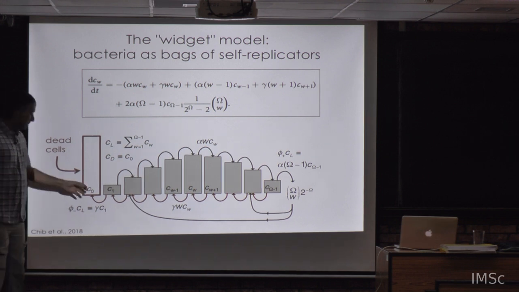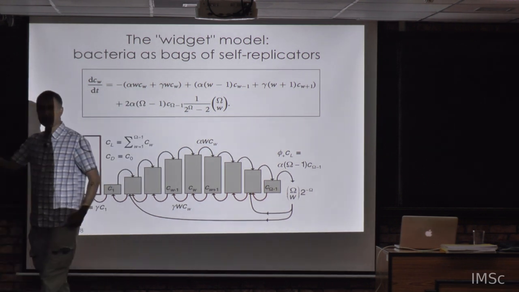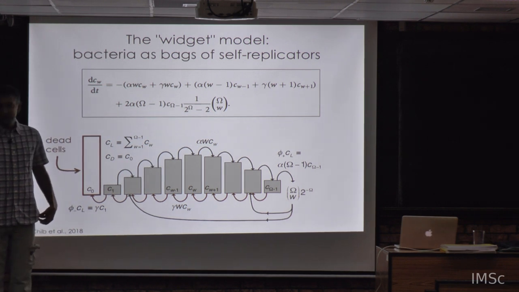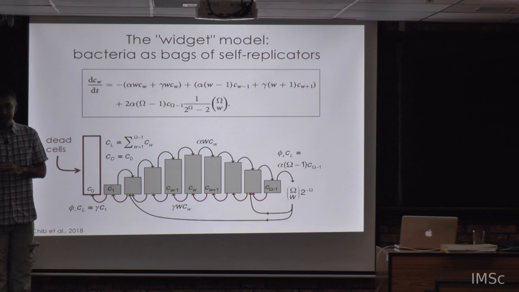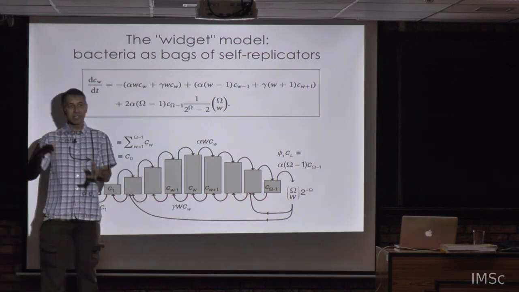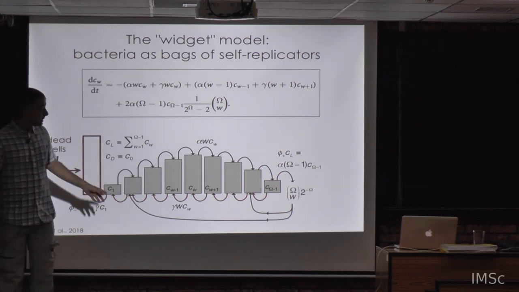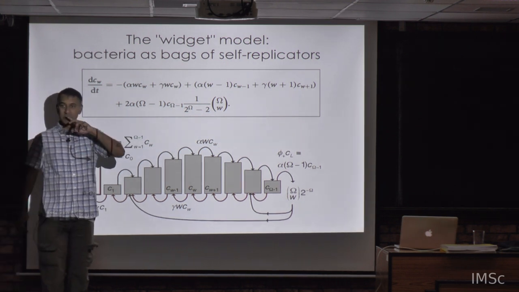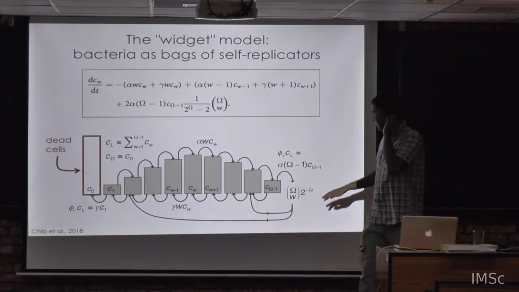Okay? So here's how you make that model. Just like yesterday, where C0, C1, C2, C3 were cells with 0, 1, 2, 3 mRNAs, here C0, C1, C2, C3 are cells with widgets. So instead of calling it C sub m, I am calling it C sub w. Okay? But this does not have to go on forever, because we know that no cell can have more than omega minus 1 widgets.